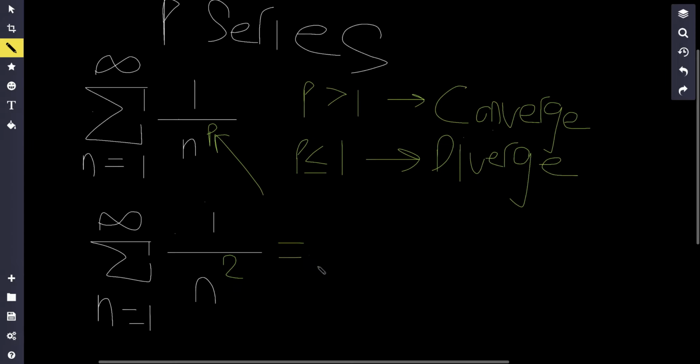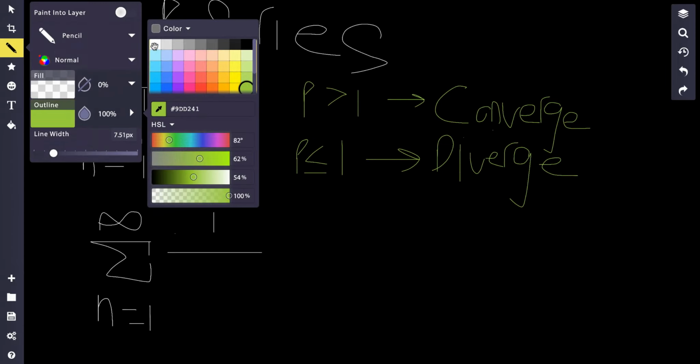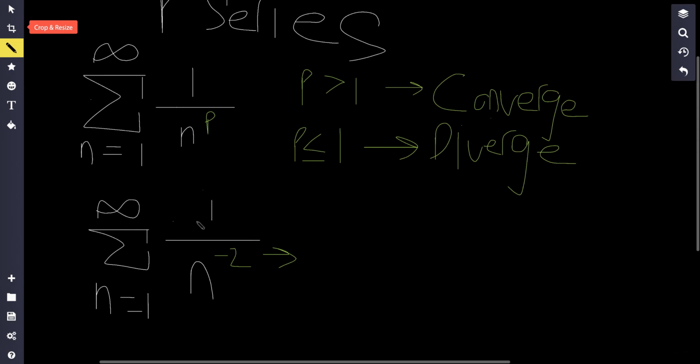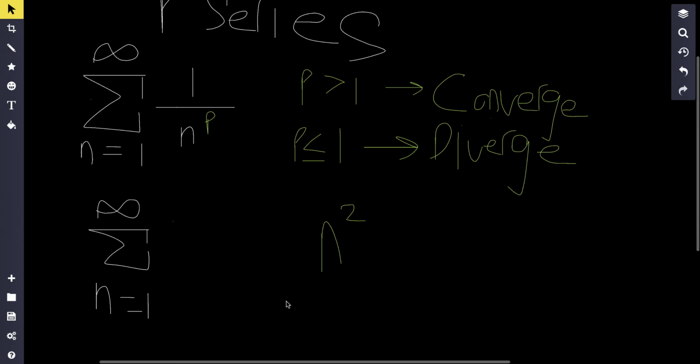Meanwhile, let's say n was, I don't even know, n to the negative second, for example. So p in this case is less than or equal to 1, right? P in this case is negative, and we can rewrite this as essentially n to the second power, because n to the negative second power on the denominator, you just flip it up to the numerator. So all of this is going to be equal to n to the second power.